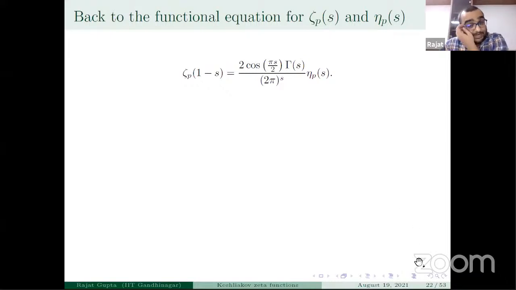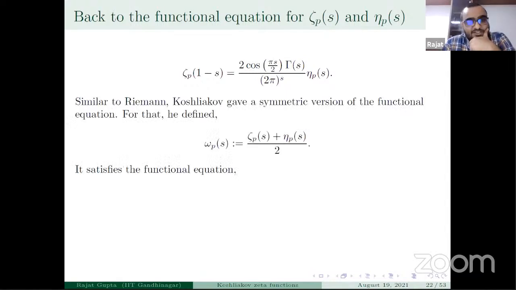Now back to the functional equation. The functional equations were satisfied by zeta_p and eta_p, as given here. So the natural question that came to our mind is: is there any symmetric form of the functional equation satisfied by eta_p and zeta_p? So the answer is yes.